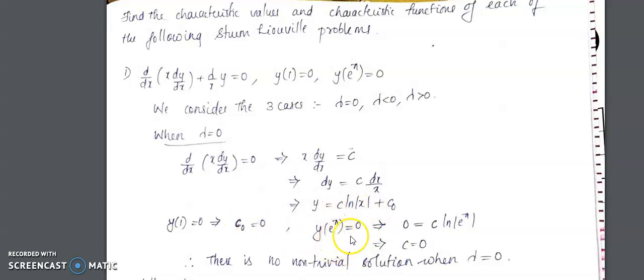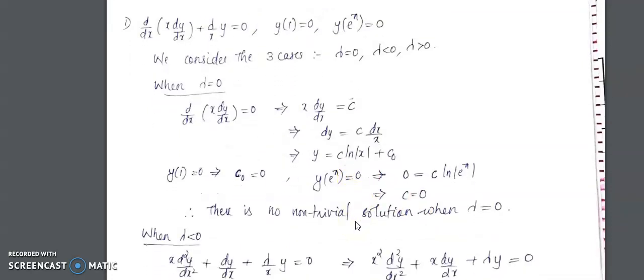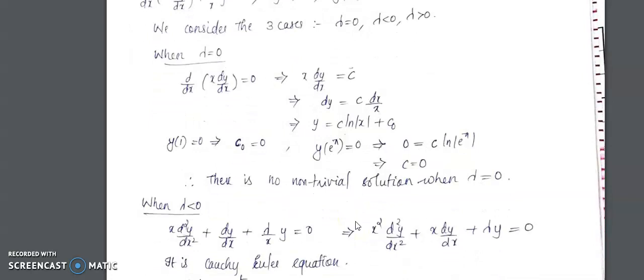Next, taking y of e^pi equal to 0, you will get 0 equal to c ln|e^pi|. C naught is 0, so this will be equal to pi. So you will get c equal to 0. So both the arbitrary constants are 0, and you are getting a trivial solution here. So there is no non-trivial solution when lambda is equal to 0.